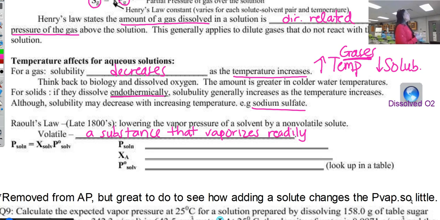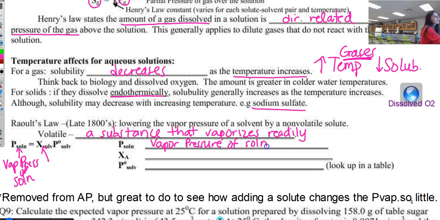And so what we see is we've got the vapor pressure of the solution. Then we have chi, which we know is our mole fraction. And so this is moles of X, but this is specifically of the solvent. Okay, so it does say it needs to be of the solvent. Moles of the solvent divided by total moles is your chi.